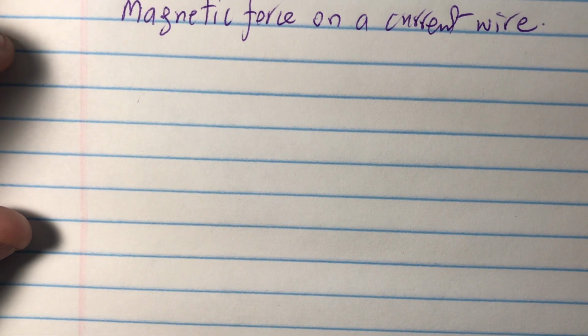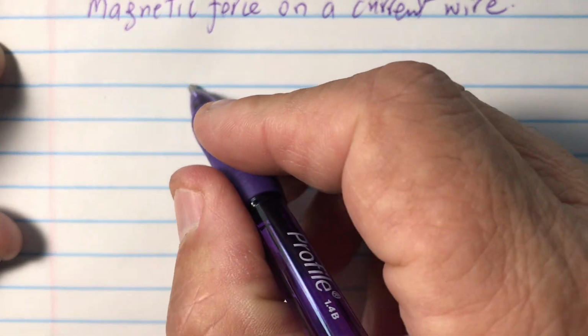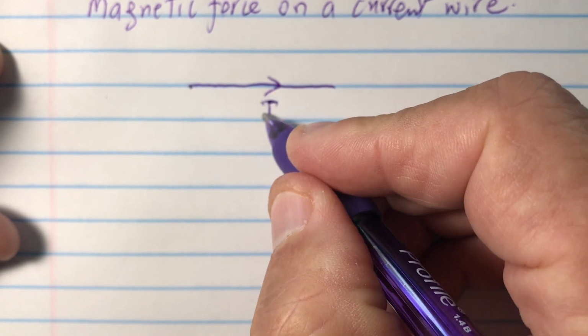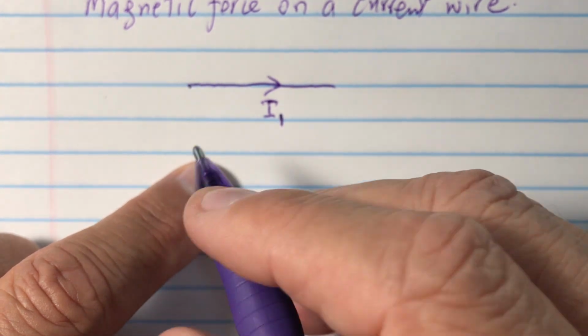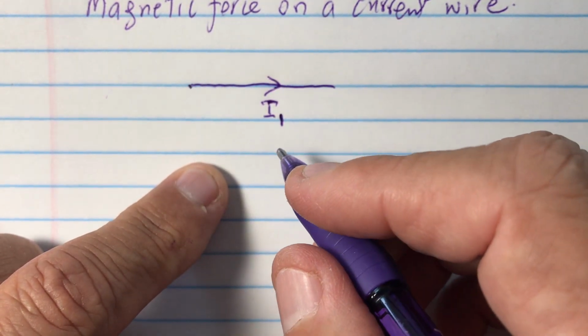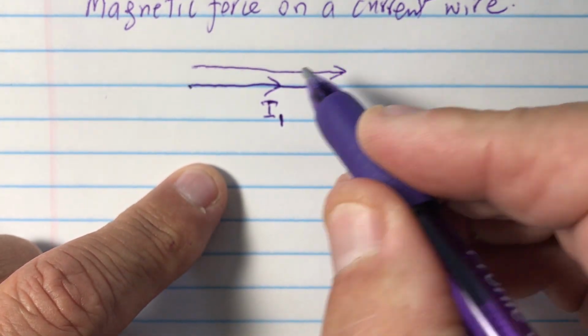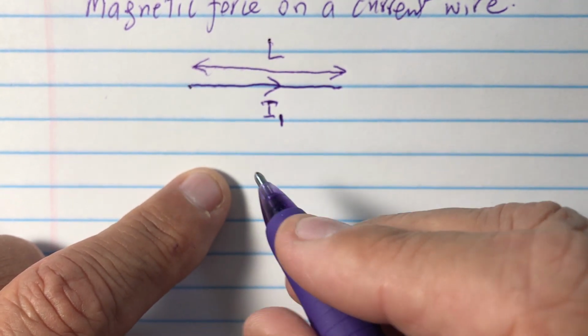Today we're gonna study the magnetic force on a current wire. Let's see, for example, we have some wire. Here is a wire with some current going to the right. Let's call this current I1, okay? And this wire has a certain length. We call that length L. So this is the length of the wire, L.